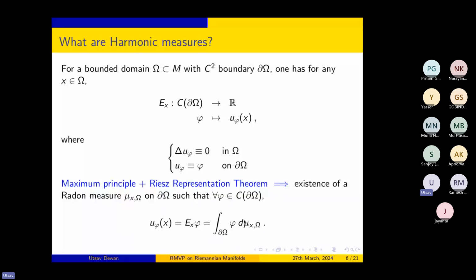So these harmonic measures are generalizations of the Poisson kernel. For instance, in the unit disk you have an explicit expression of the Poisson kernel. These are the generalizations of that.